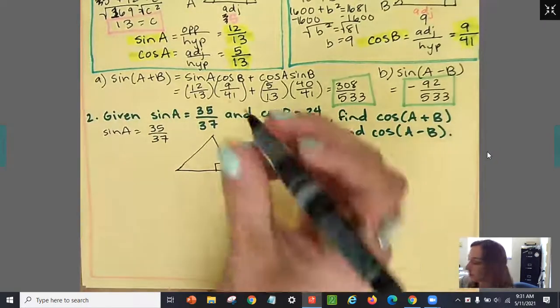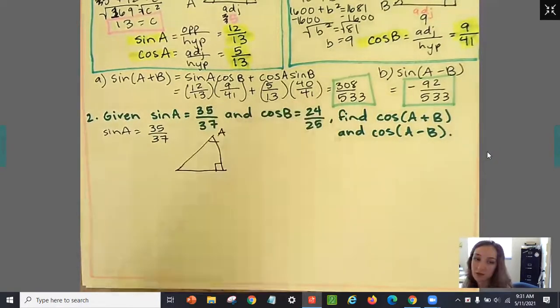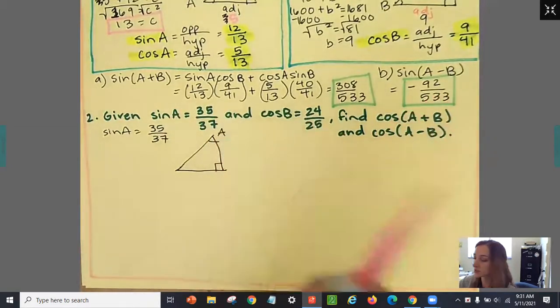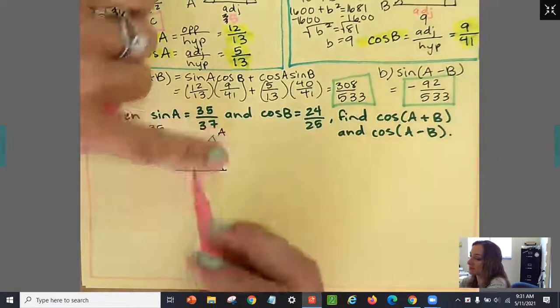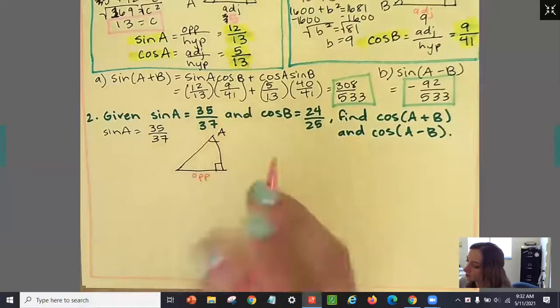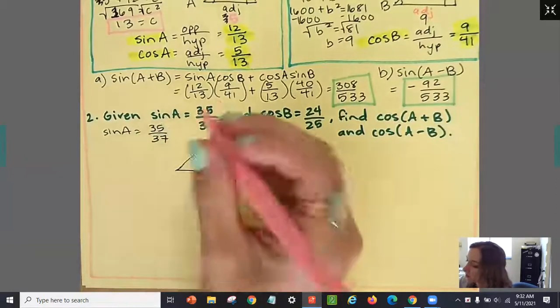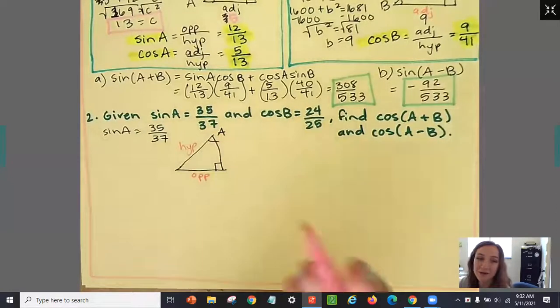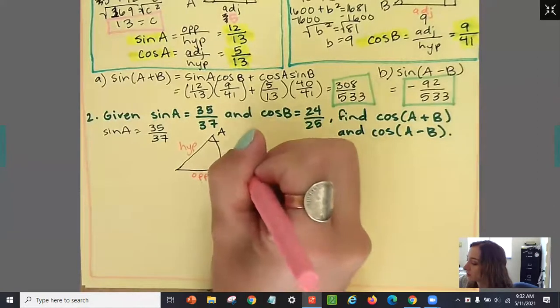And it doesn't matter where you put A. You can put A up here. You can put it down at the bottom, like I said again. So the opposite value, we're going to label that first. If you put your finger on A, this is the opposite side because it's the one you're not touching. The one across from the right angle is going to be the hypotenuse, and then the other one is going to be the adjacent.